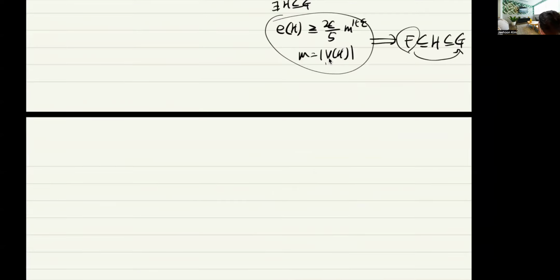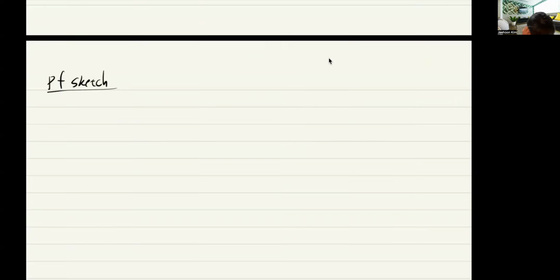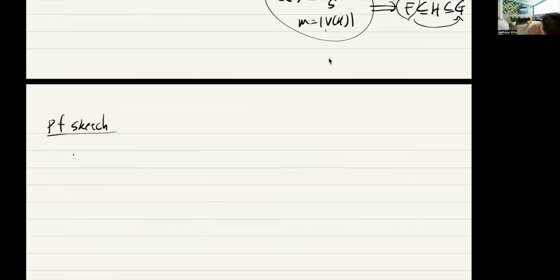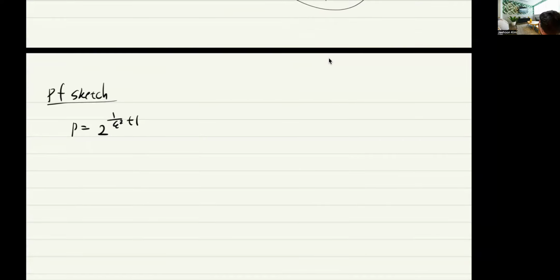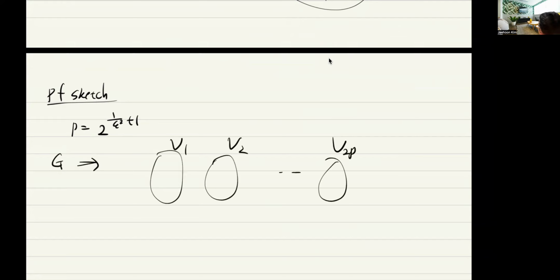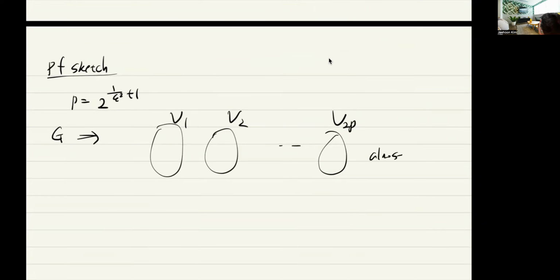And roughly how can you prove this? I will just do the proof sketch. I will not do the computation. Let's say P is some large number, 2 to the 1 over epsilon plus 1. And what do we do? If we have G, we partition the vertex set into B1, B2, up to B2P of almost the same size, so that all the largest degree vertices are here.